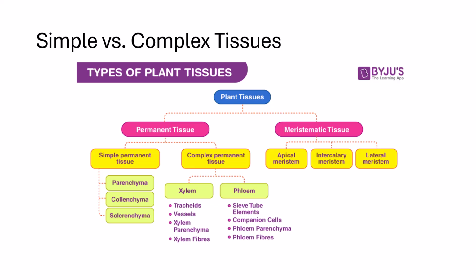These three fundamental cell types may occur as simple tissues when only one cell type is present. Later in the lab, you'll see how these same cells can also be components of complex tissues such as xylem and phloem, where multiple cell types work together for transport.